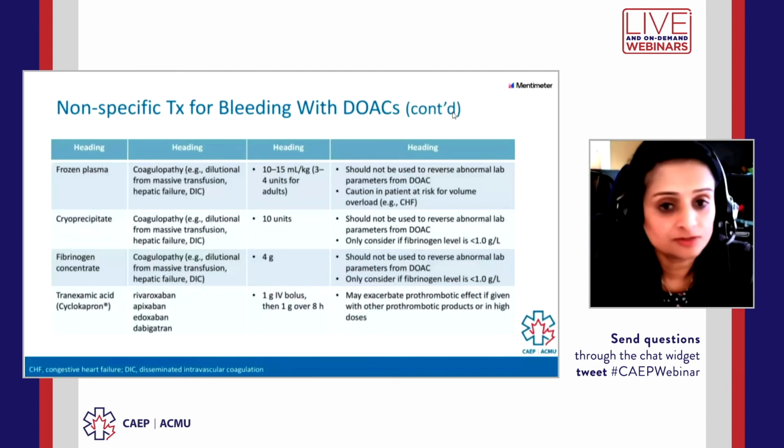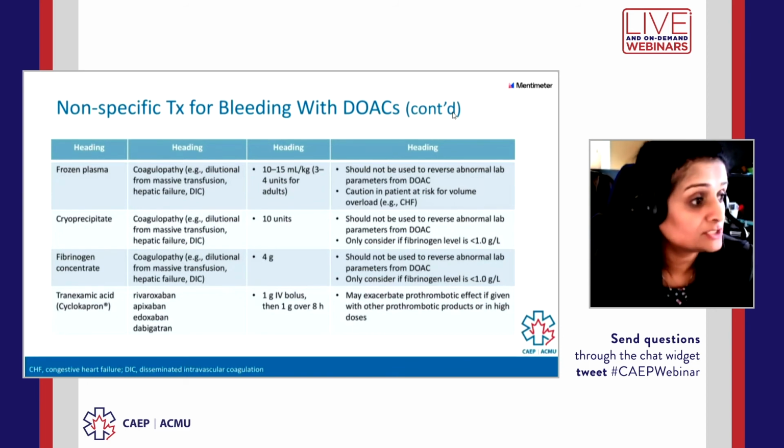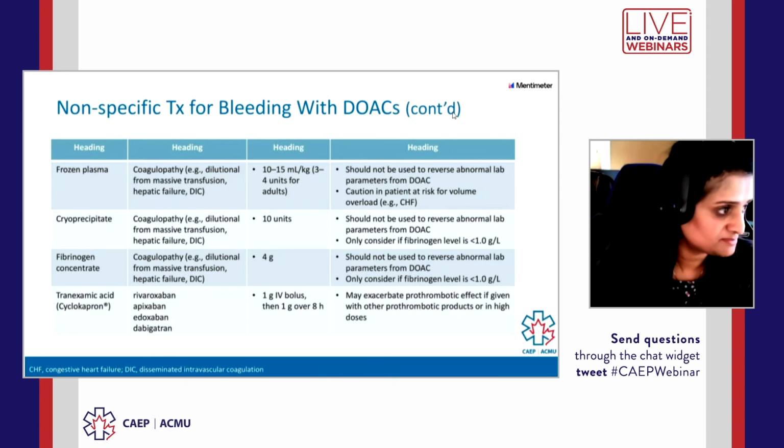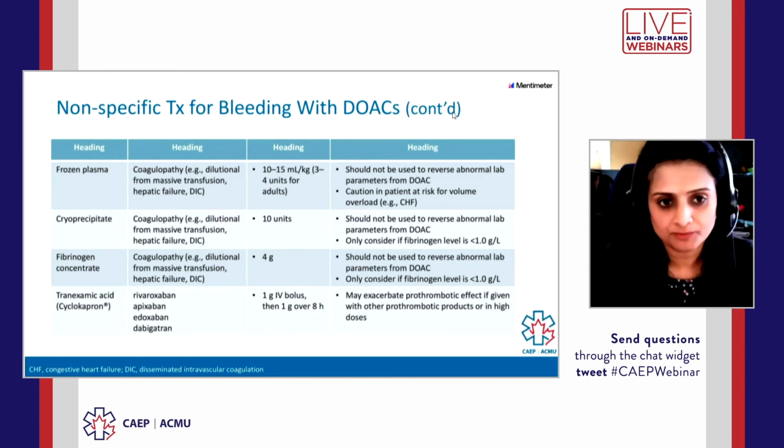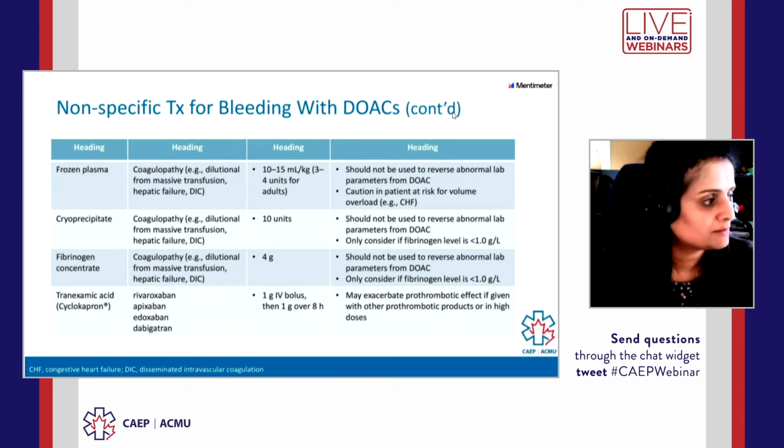What are the other things you would still have? Again, it all depends upon your center and its availability of these products, but you could still use frozen plasma, which could be used at 10 to 15 mL per kilogram. Again, use caution in patients at risk for volume overload. It should not be used to reverse just abnormal lab parameters from a DOAC.